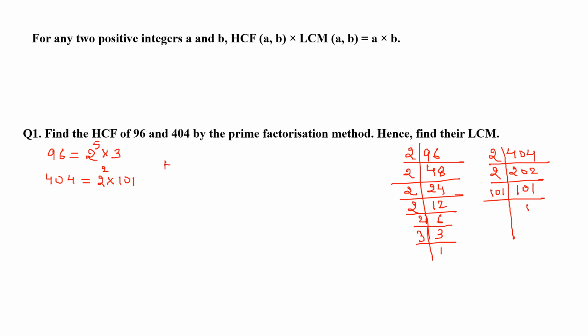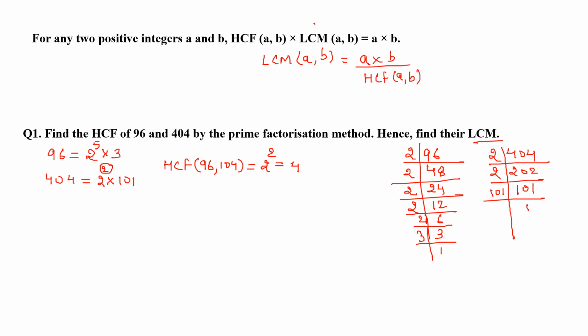Now what is the HCF then? Highest common factor. Just now I told the definition. The HCF of two numbers will be the product of the smallest power of the common prime factors. Now the common prime factor is only 2 here, and the smallest power of 2 is 2. So the HCF is 2 square, which is 4. Now I have to find the LCM. So if I use this relation, from here I will get the formula to find the LCM. LCM will be A into B divided by HCF of A and B. So I'm going to use that formula.